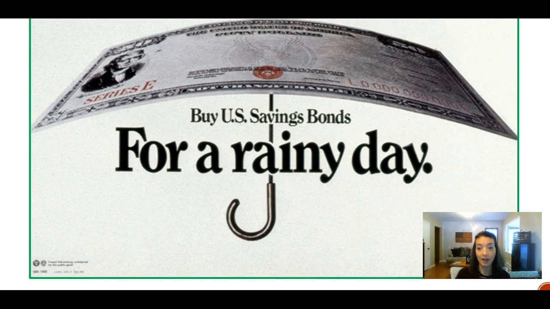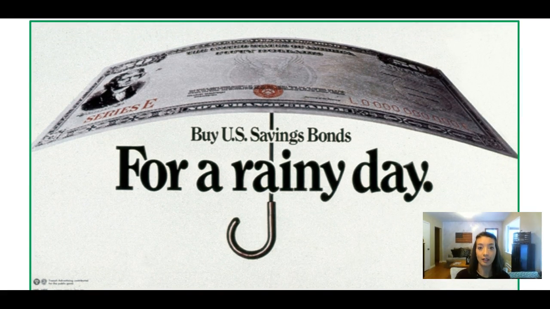Okay, so I thought this was kind of a fun graphic that illustrates how the bonds work. It says buy U.S. savings bond for a rainy day. So for example, my savings bonds that I was given as a baby, as a welcome to the world present, my mom saved for me, and then when I was in college and I needed to buy college textbooks, which are really expensive, she gave me this savings bond so that I could pay for my books.